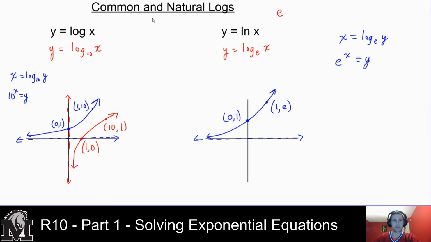Then if we want to sketch the inverse of that, we're sketching our logarithmic function. So we have our vertical asymptote on the y-axis, and then we have our logarithmic shape. And then we just switch the coordinates for these points. 0, 1 becomes 1, 0. And 1, e becomes e, 1.